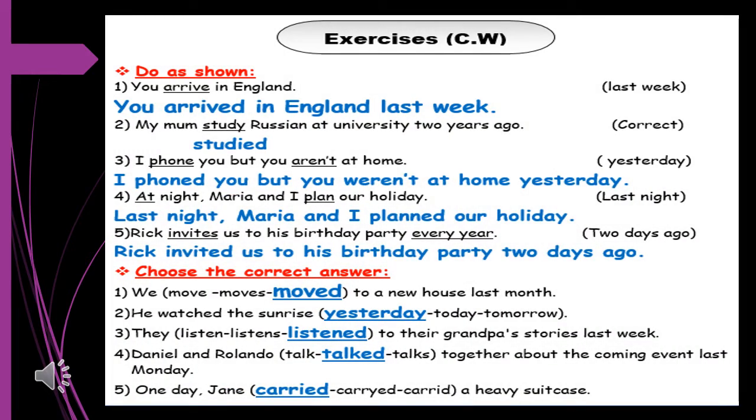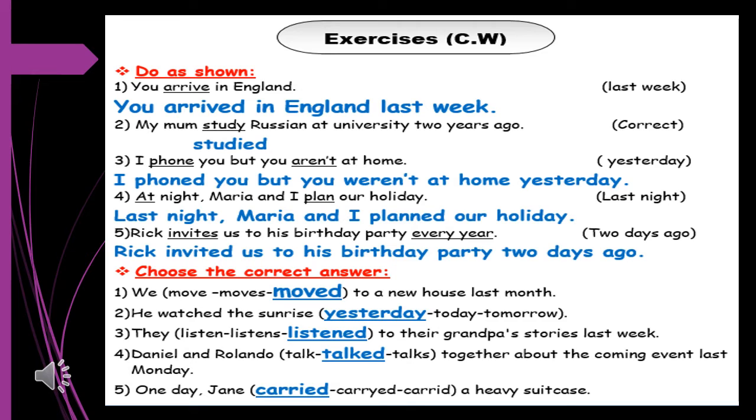Do as shown. Number one, you arrive in England last week. It means that he wants you to change it into the past simple tense. So, you arrived in England last week. Number two, my mom studies Russian at university 2 years ago. Correct. So my mom studied 2 years ago, in the past, so it will be studied.